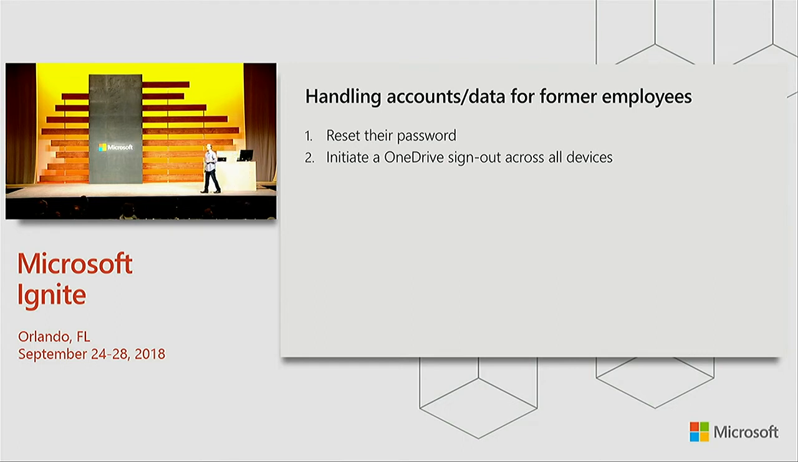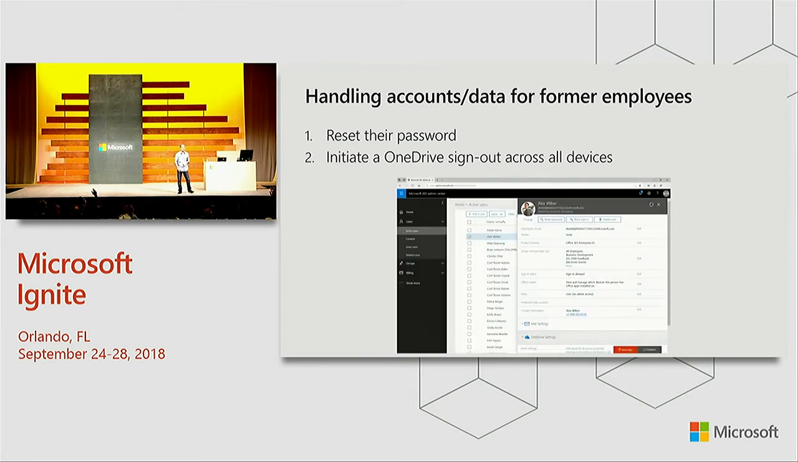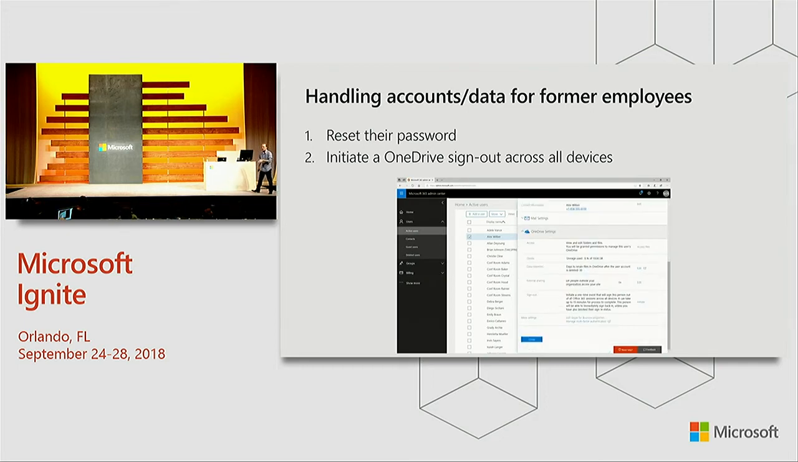Initiate a OneDrive sign-out across all devices. How many of you knew you could do that? Awesome. How many of you did not know that? Okay, awesome. Here's how you do it. It's right in the Office 365, now Microsoft 365 Admin Center. You go in the Admin Center, you go down there to the OneDrive settings. Here you can see down there, and you can see where it says Initiate Sign-out.